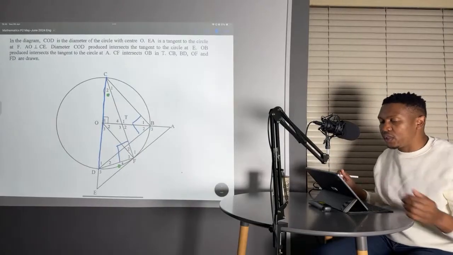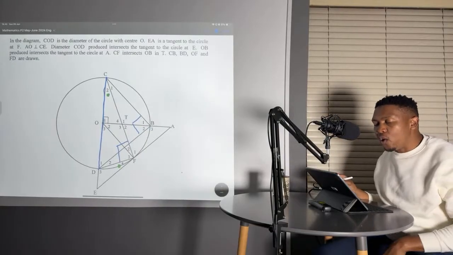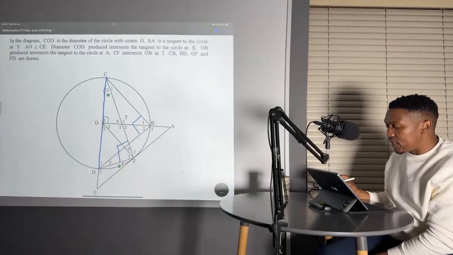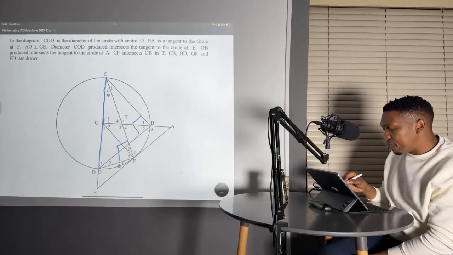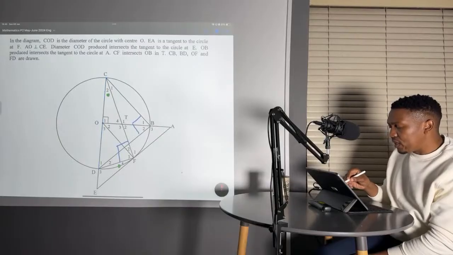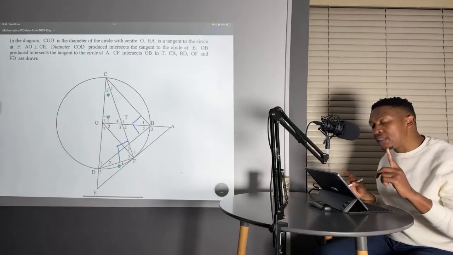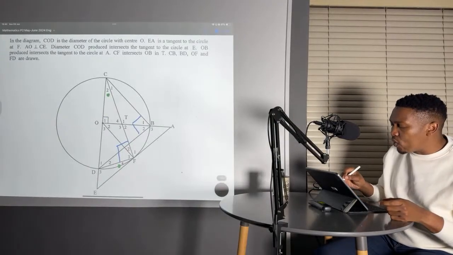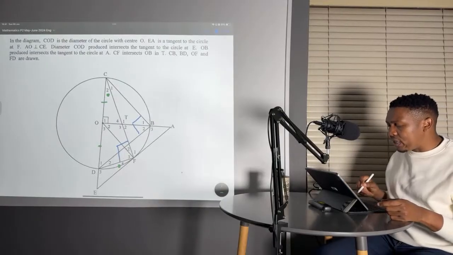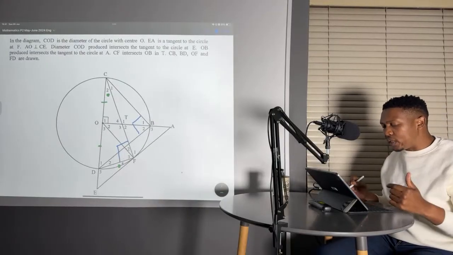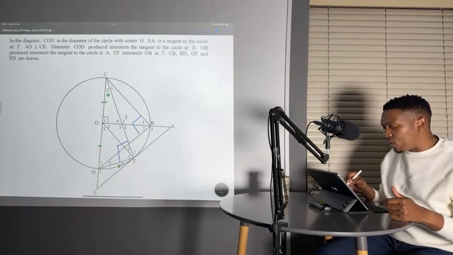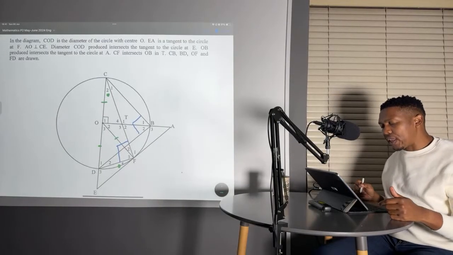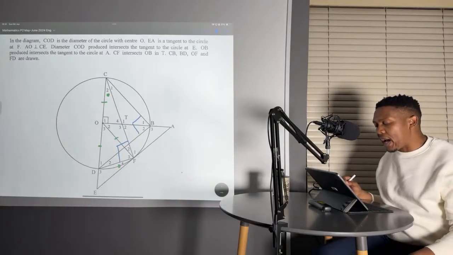Let's continue. Then they say to us, we've got AO, which is perpendicular to CE. So they are telling us that that's 90 degrees. Perhaps it will be useful later. And please don't make the mistake of applying theorem 1 here. But we do know those are radii, so OC, OD, as well as OB would be equal, as well as OF. All of them are radii.